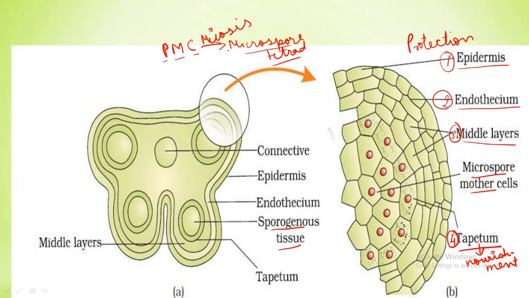Children, meiosis you have already studied in 11th standard. It is reductional division. Okay, it occurs in two steps, meiosis 1 and meiosis 2. So by the end of the meiosis, 4 daughter cells are produced. So here you can see microspore tetrad is produced, and this process of formation of microspore tetrad from pollen mother cell or microspore mother cell through meiosis process is known as microsporogenesis.